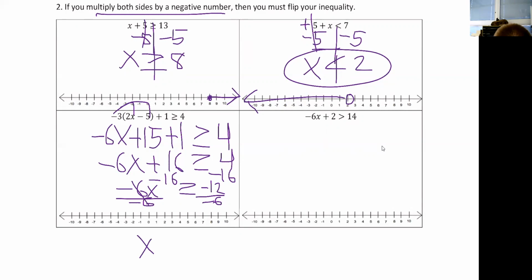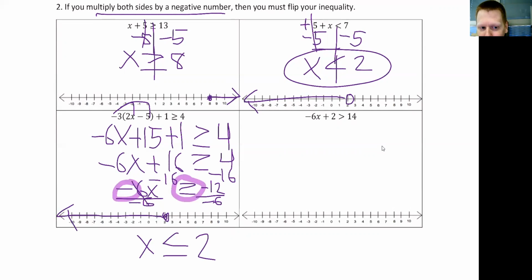But since I divided by a negative number, what's going to happen to my inequality sign? Well, I'm going to flip it. So instead of being greater than or equal to, it's going to be less than or equal to. And then -12 divided by -6 would be 2. So then I just plot this like I would. I'm going to put a closed circle at 2, and I'm going to shade towards the left. If you don't flip your inequality, you're going to shade your number line in the wrong direction. So that's why you have to be really careful.